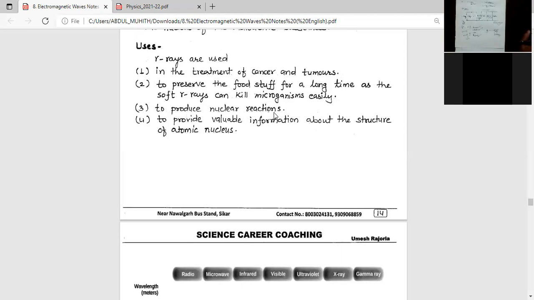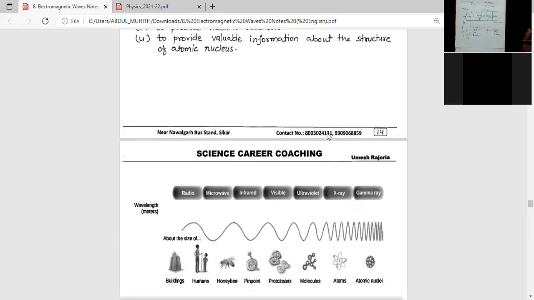They are used to produce nuclear reactions. We have fission reactions and fusion reactions, and in fission we have controlled and uncontrolled nuclear reactions. An example of a controlled nuclear reaction is a nuclear reactor, and an uncontrolled chain nuclear reaction example is the atom bomb. You know that recently the Chernobyl nuclear power plant was captured by Russia. This is one of the biggest nuclear power plants. Gamma rays also provide valuable information about the structure of the atomic nucleus, so for that purpose we use them.